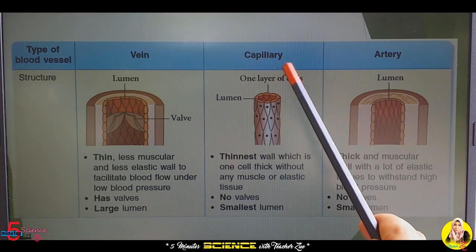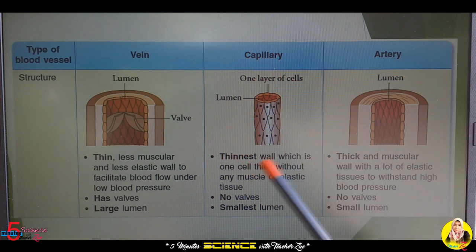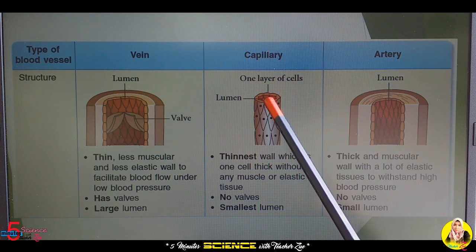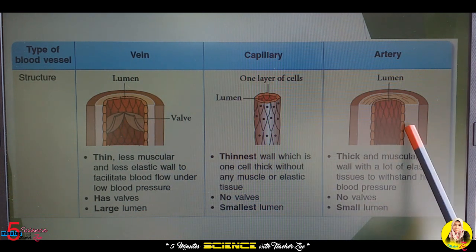And the last one, capillary, has the thinnest wall, which is only one cell thick. No muscle or elastic tissue. No valve, and it has the smallest lumen. Okay, the smallest lumen compared to vein and artery.